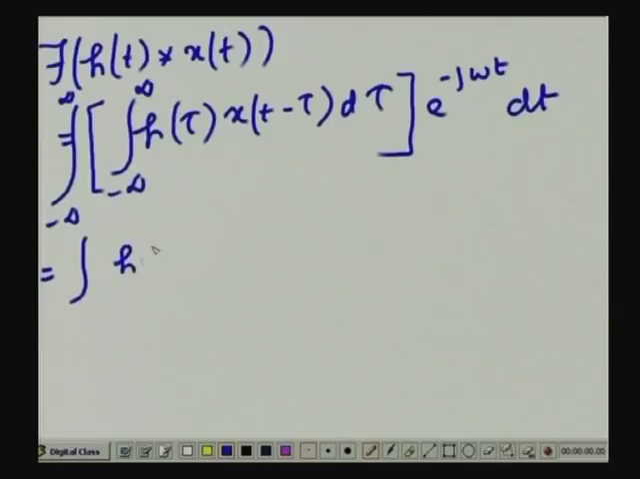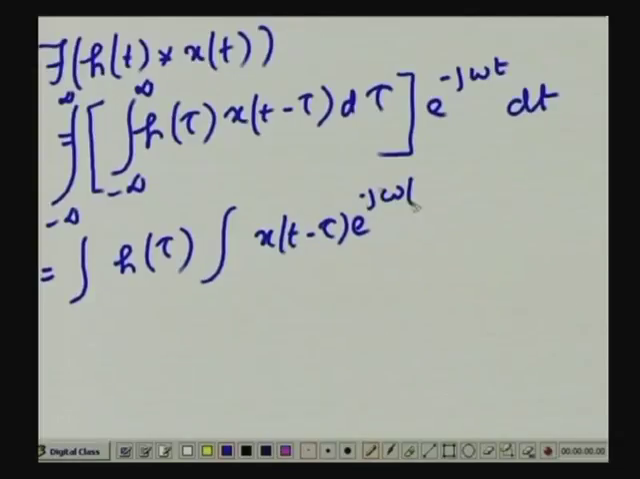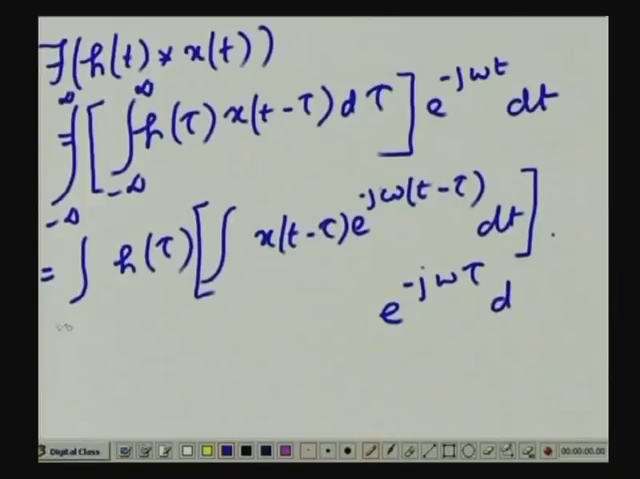I can take h tau out of the inner integral. The inner integral I can represent as x of t minus tau e to the power minus j omega (t minus tau) dt. Then I have to multiply this whole term by e to the power minus j omega tau d tau, and this integration will be from tau equal to minus infinity to infinity. Now, find out what this inner integral means. From the definition of Fourier transform, this inner integral is nothing but the Fourier transform of x t.